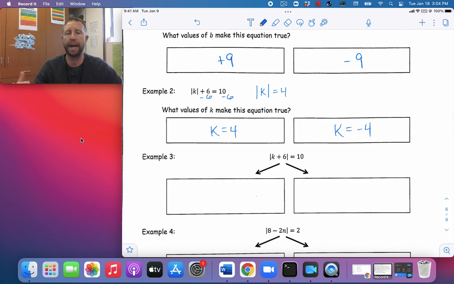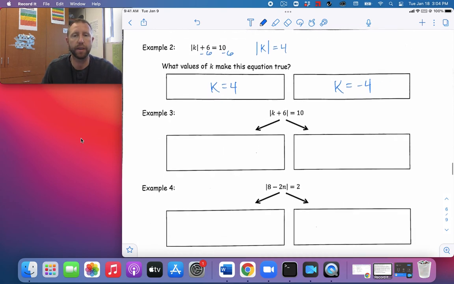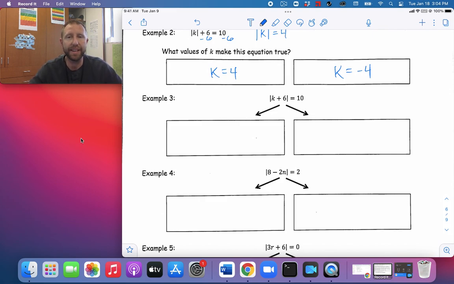So my goal here, as I'm solving these absolute value equations, is to get the absolute value bars by themselves on one side of the equal sign, and then I can see what my two answers should be. And you see what I mean here with example number 3. For example number 3, k plus 6, now the entire thing is in those absolute value bars, so that entire expression, k plus 6, is 10 away from 0, which means k plus 6 could equal positive 10, or k plus 6 is equal to negative 10, right? But both of those are 10 away from 0. So I'm going to solve both equations.